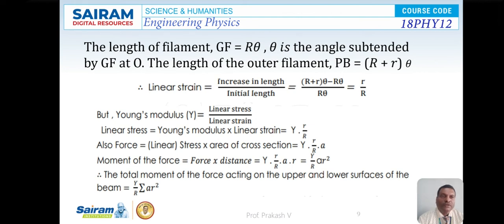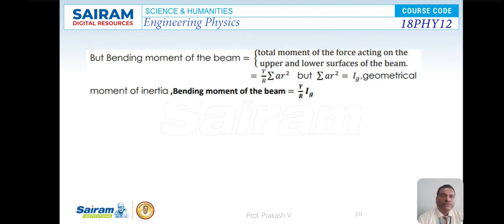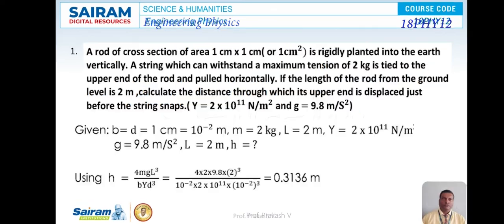Therefore, the total moment of the force acting on the upper and lower faces of the beam is given by Y by R into summation of A r square. The bending moment of the beam is equal to the total moment of the force acting on the upper and lower surface of the beam, that is nothing but Y by R into summation of A r square. But it is observed that summation of A r square is nothing but Ig, that is the geometrical moment of inertia. Therefore, the bending moment of a beam is given by Y by R into Ig. This is the final expression for the bending moment of a beam.